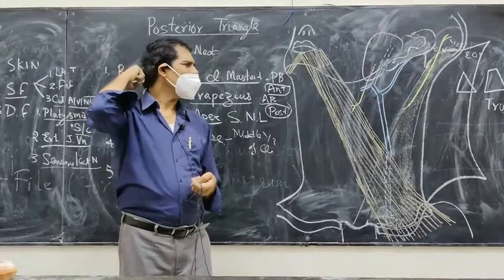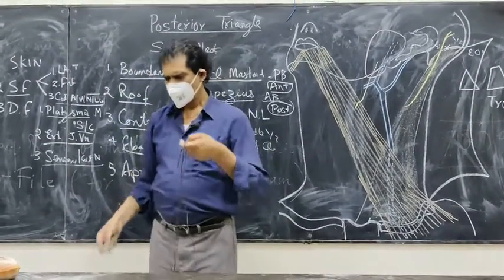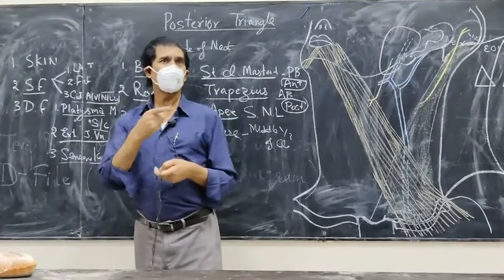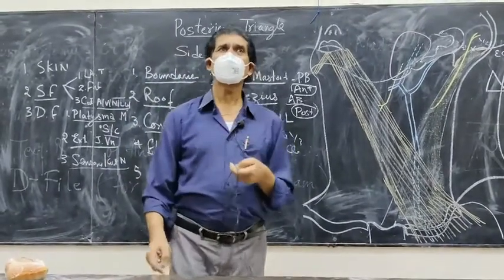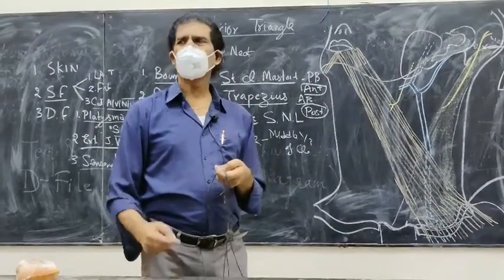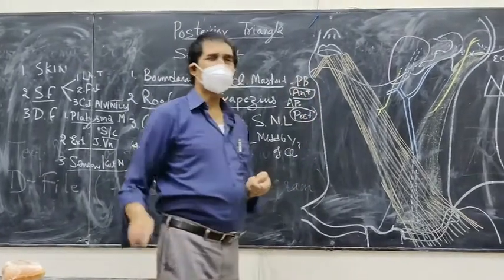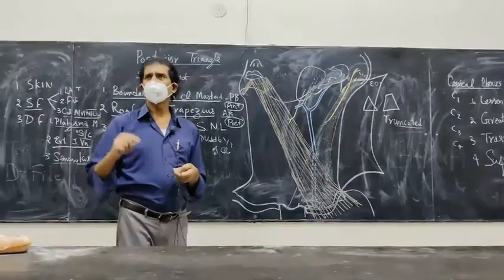Because medial to this, the part of the skin of the scalp is supplied by the greater occipital nerve that we have done in the suboccipital triangle. This is the lesser occipital nerve. A smaller area of the skin is supplied by it. And the second name is great auricular nerve. Go into the name.